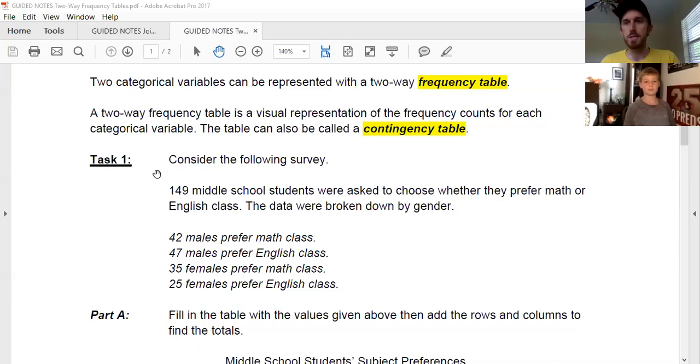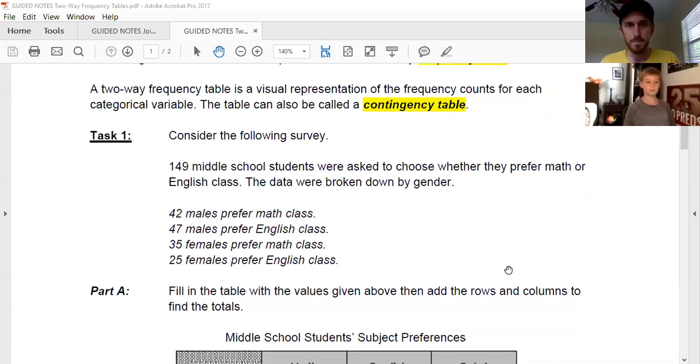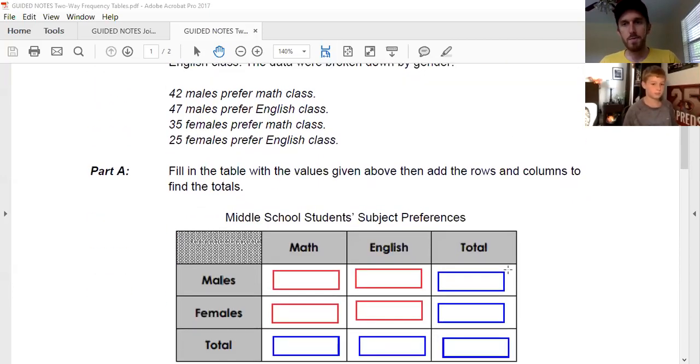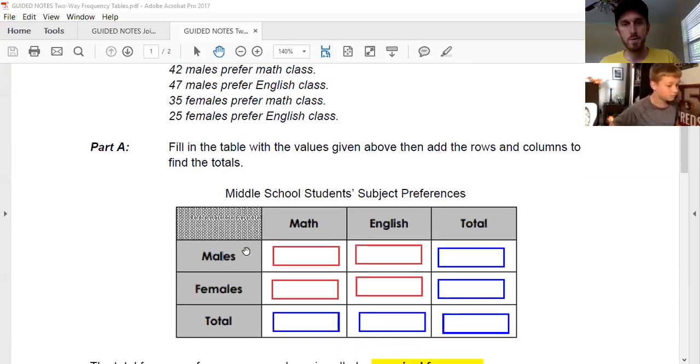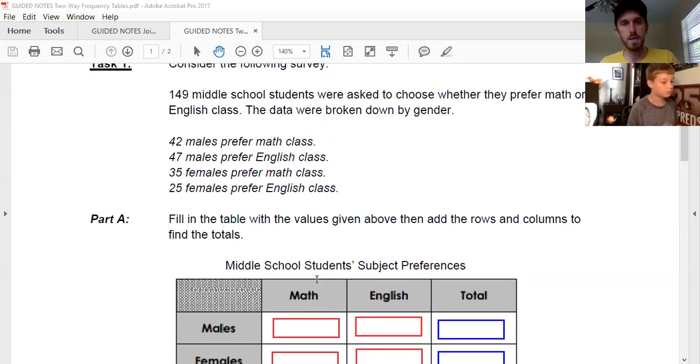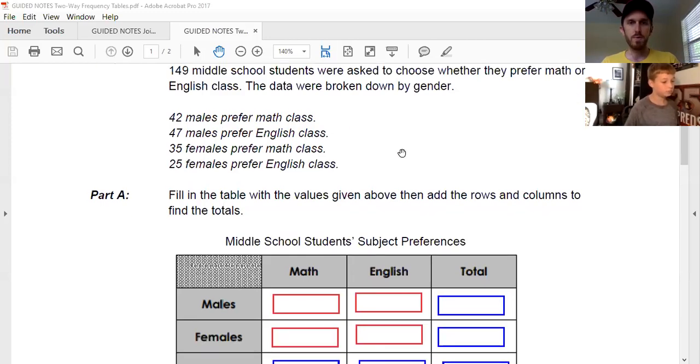So here's task one. Let's say I just hypothetically asked all the people who like English and math. I'm giving you some of the information, Zachary. Now I want you to figure out how you're going to put it into this table. What you see here is I asked 149 of you if you like math or English better. The first piece of data I see here is 42 males prefer math. So, Zach, where are you going to put that? You're going to put the 42 males into the male spot with the math column.